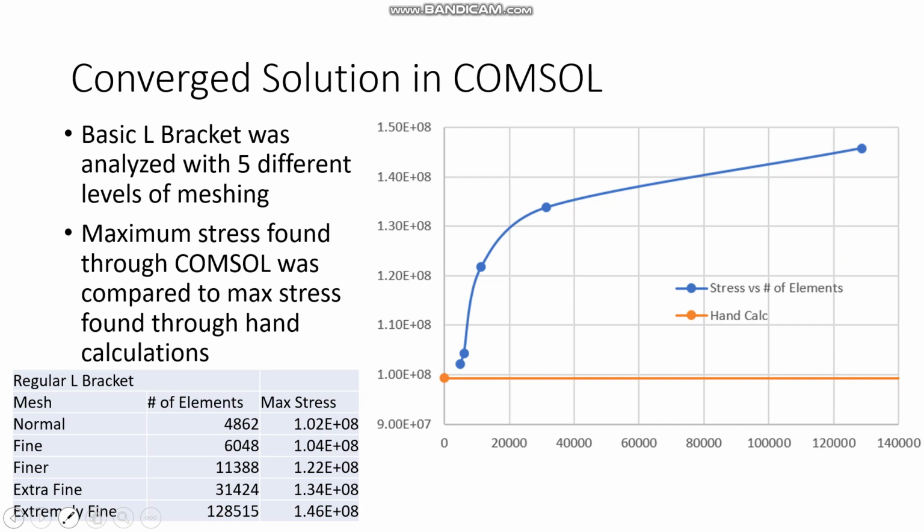For the basic L bracket, the maximum stress in COMSOL was about 10 to 40% larger than the calculated stress. I believe this to be due to the cantilevered bar assumption that was made for the hand calculations, and also the sharp edge at the corner of the L bracket could cause a stress concentration that would explain why COMSOL found a larger maximum stress.